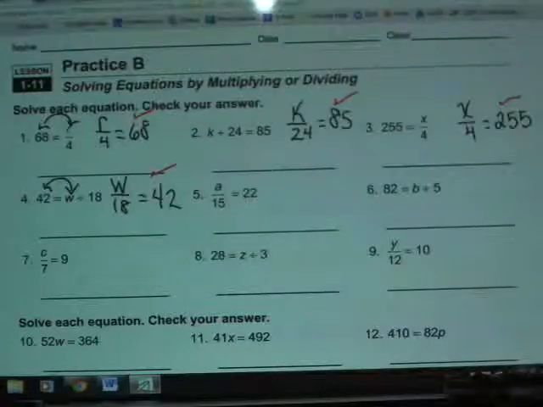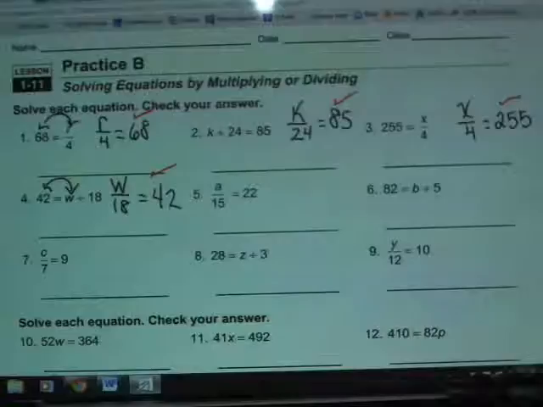All right, so we see the numbers that are wrong then. In number 1, it would be the 4. In number 2, it's the 24. In number 3, it's the 4. And in number 4, it's the 18. Well, those are numbers. They're going to have to move to the opposite side. How do I do that?